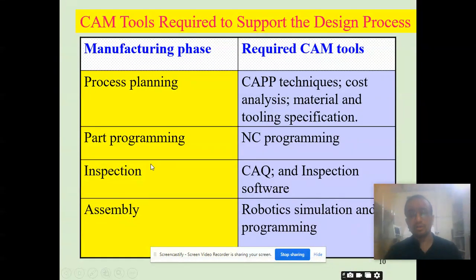So this is all related to your basic CAD and CAM. So that's it for today's session. We'll meet you in the next session.